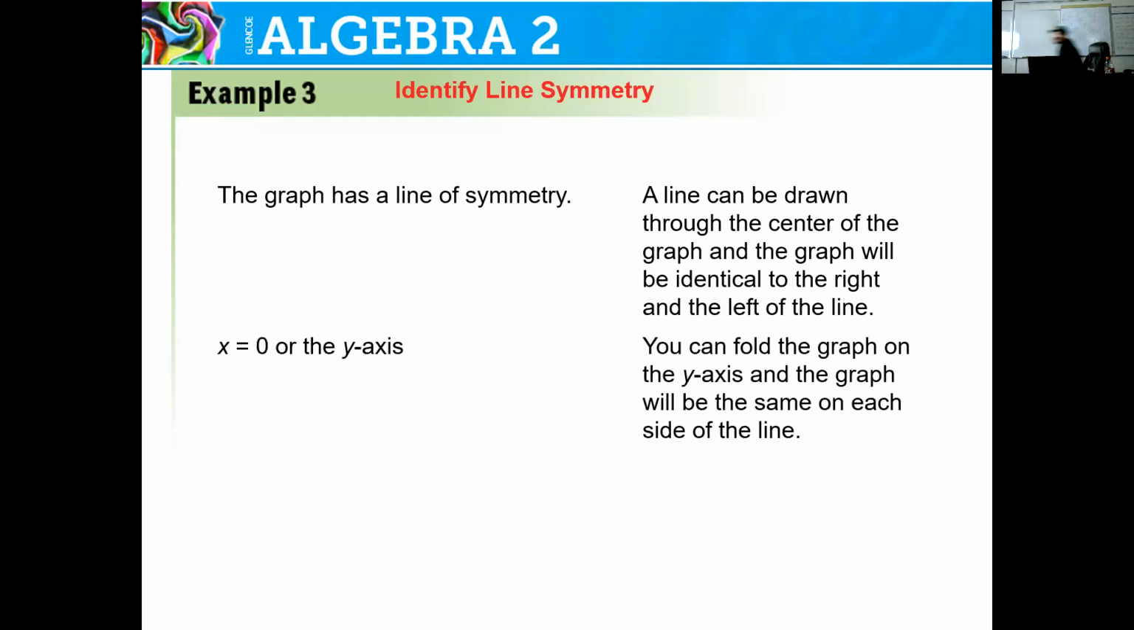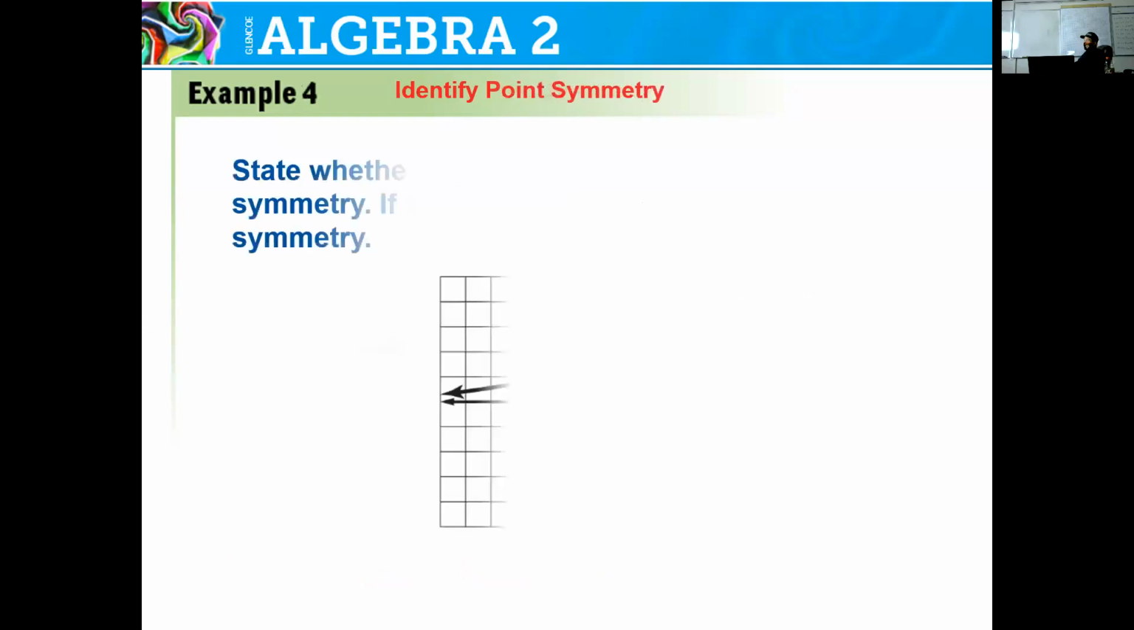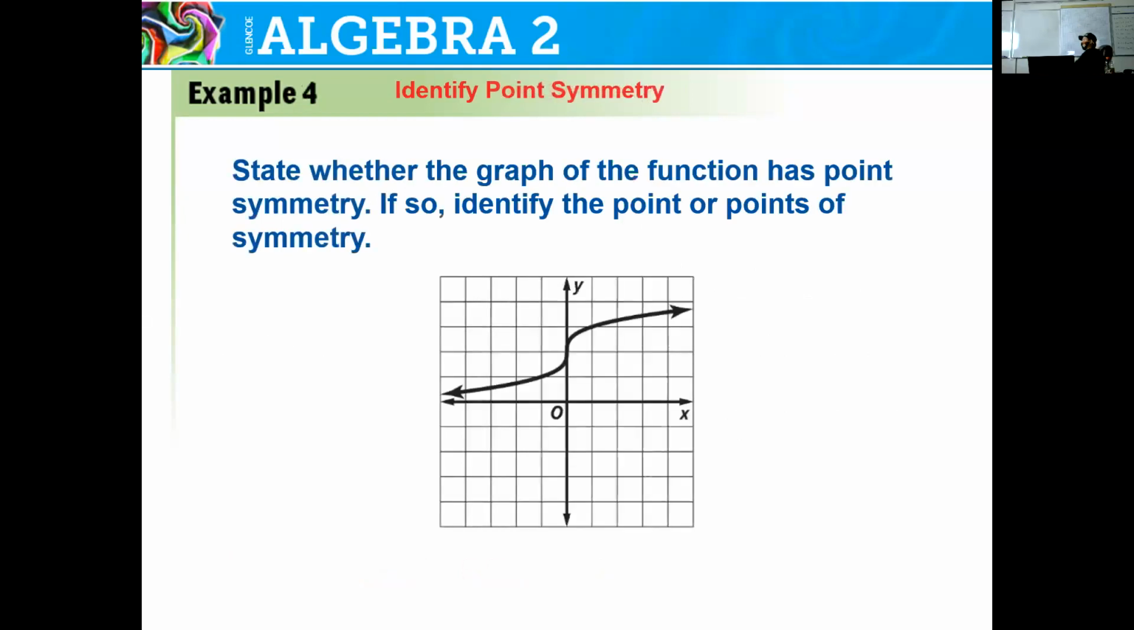So at x equals 0 or the y-axis, you can fold the graph on the y-axis, and the graph will map onto the same line. So the answer is yes, the y-axis or x equals 0. The key thing being line symmetry is all about vertical lines. You cannot draw a horizontal line and have a function that has line symmetry, one, because that would break the vertical line test to begin with.